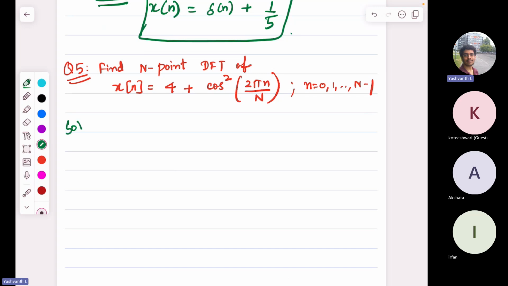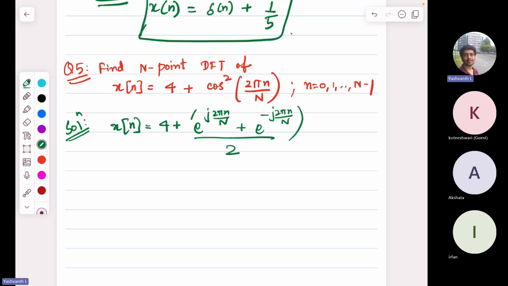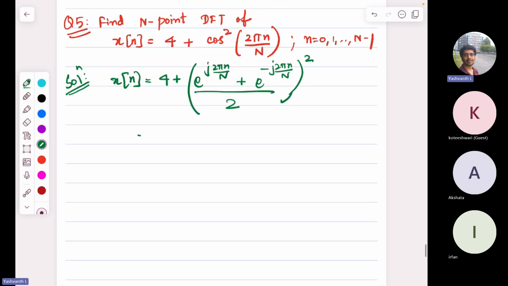Okay, so let's work out the solution. First we will expand our x of n, and then we will use the same trick as we used for discrete Fourier series, by using Euler's relation. So first let's expand x of n. x of n is nothing but 4 plus cos square, that is, e power j 2 pi n by capital N plus e power minus j 2 pi n by capital N, divided by 2, the whole square.